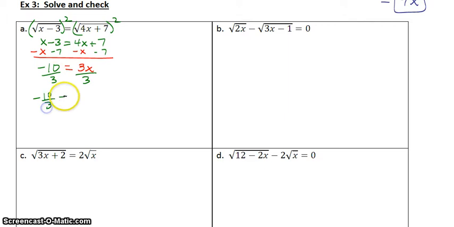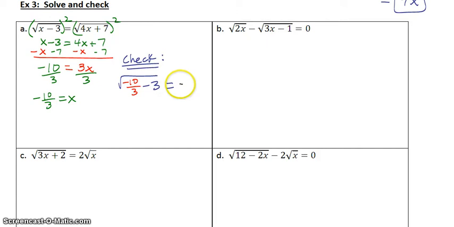So I end up with negative 10/3 as my answer. And now this is the other type of problem where you will have to check them, especially if you end up with a negative answer. And you can stop as soon as you figure out that this won't work, because when I try to plug this in right now, I get negative 10/3 subtract 3.